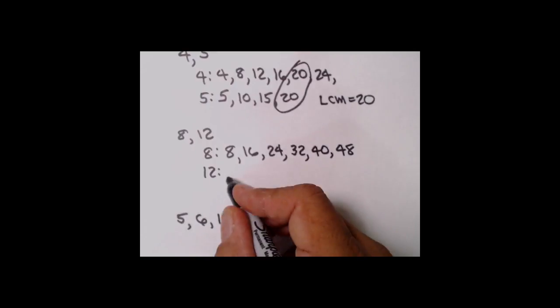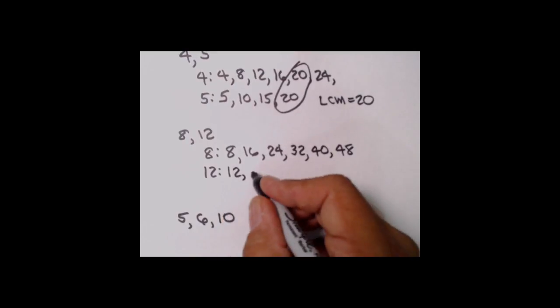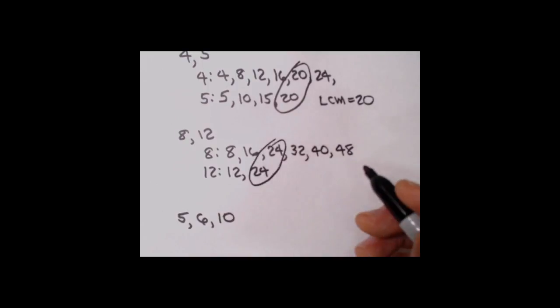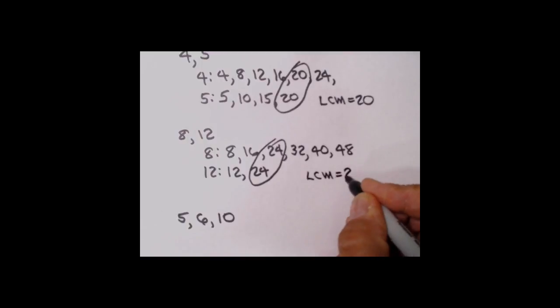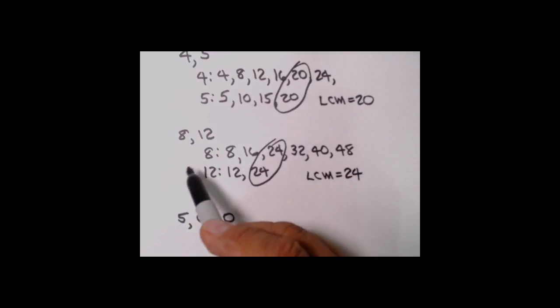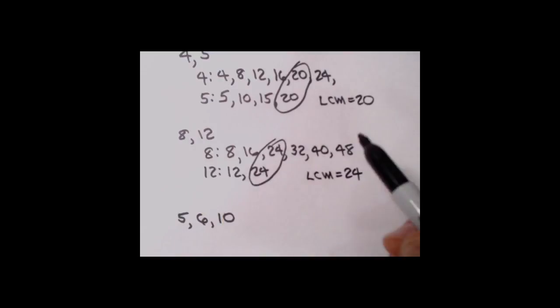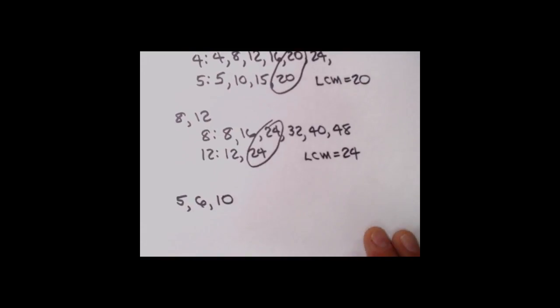Well, let's see how we do with 12. First multiple of 12 is 12. Add 12 to that, 24. Ooh, well, there we are. Don't need to go any further. The LCM equals 24. Notice that 8 times 12 would be much larger, like 96. So again, we want to be finding the lowest common multiple because when we get into the algebraic fractions, that's going to be very important.